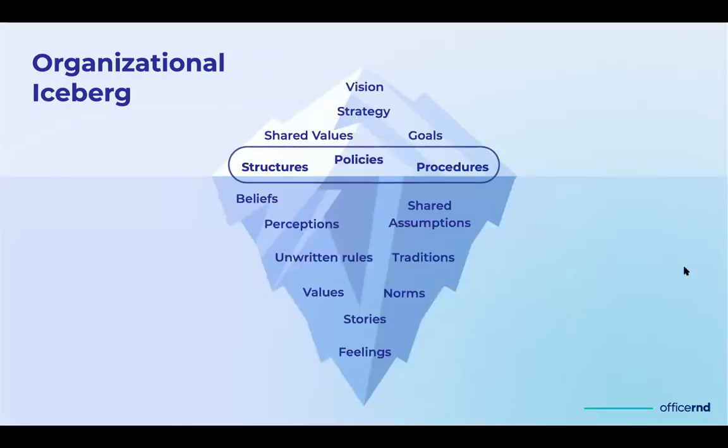And what you can actually digitalize and automate in your organization. I used here the metaphor of the organizational iceberg, so I can highlight the main aspects of your organization that are subject to automation. These are mainly the structures, the policies, and the procedures in your space.